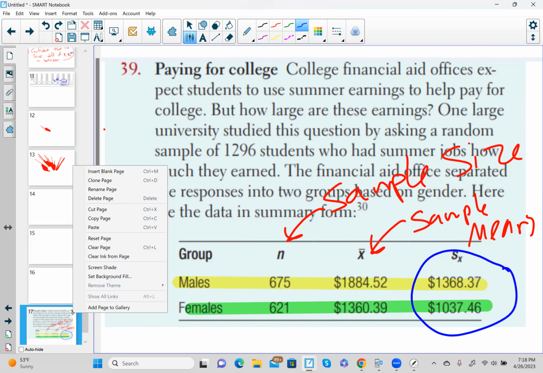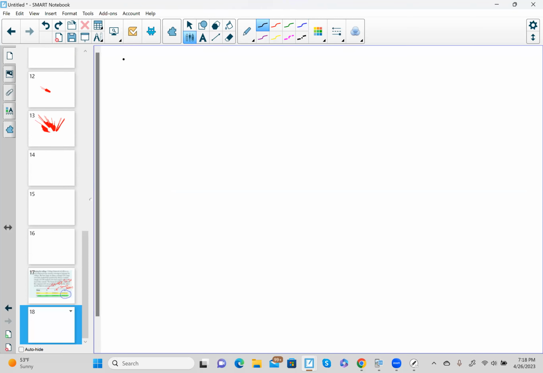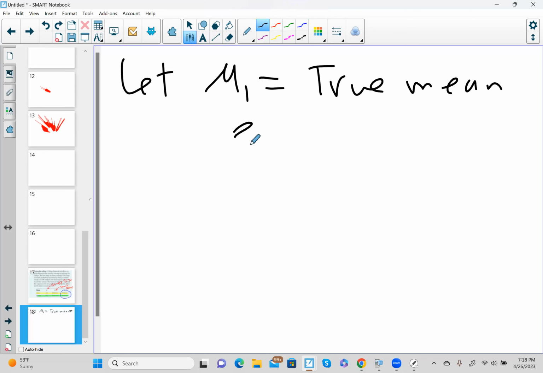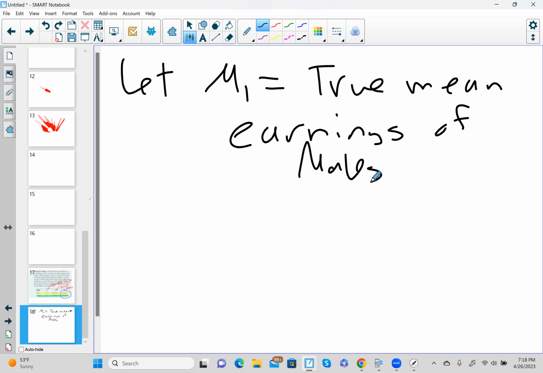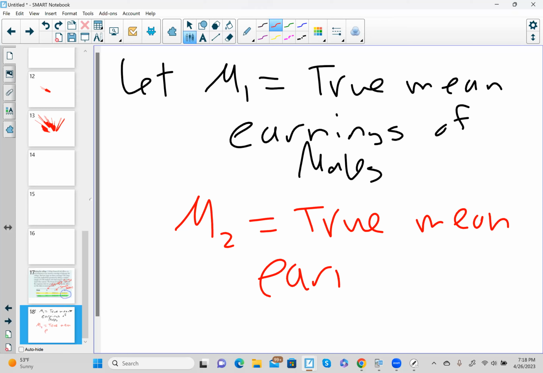So let's go to a new page here and start to define some things. We're going to start off by saying let mu1 equal the true mean earnings of males. Sorry about the sloppy handwriting, my pen keeps acting up for some reason. Okay, and let's look at the next one. So mu2 is going to be the true mean earnings of females.